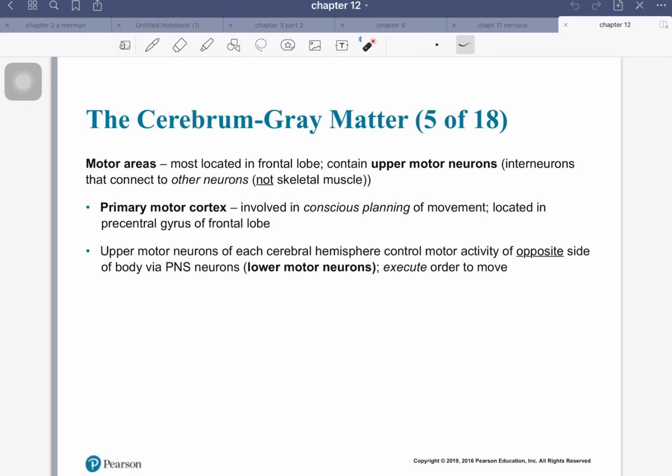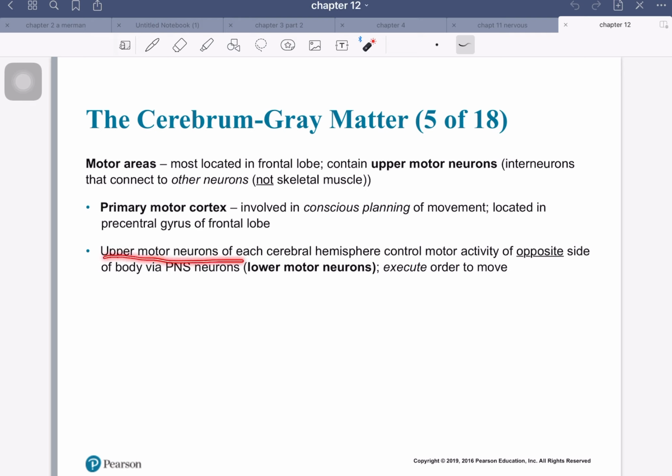But since the term starts to show up here, I want to give you a little explanation. The motor areas contain the upper motor neurons. These are interneurons that connect to other neurons, and they're not connected to the skeletal muscles directly because there's a second neuron that they interact with, called lower motor neurons, and they're the ones that connect to skeletal muscle. We have the primary motor cortex, which is involved in conscious planning of movement, and it's located in the precentral gyrus. Remember, the precentral gyrus is in front of the central sulcus.